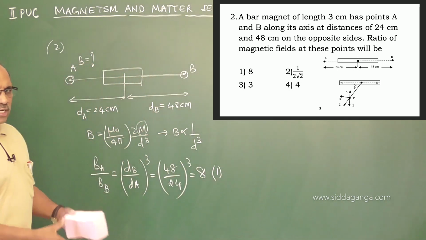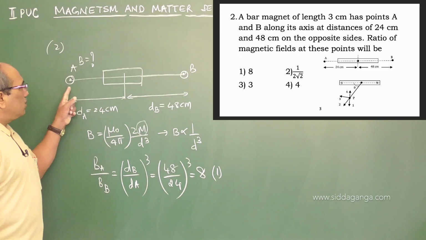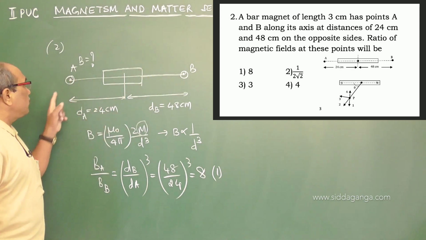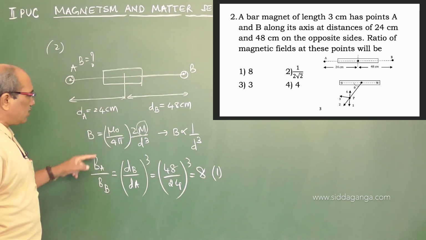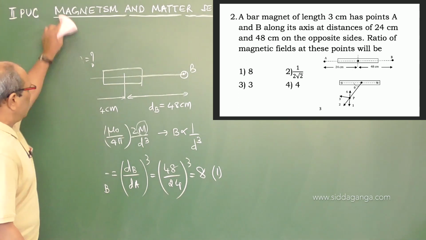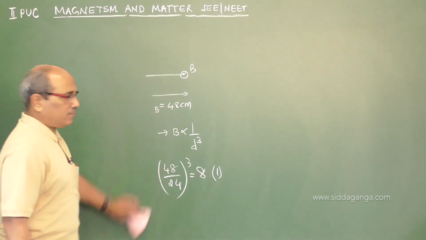So I hope you have understood here. They are along the axis at 2 different points. We have to measure the field and to compare. Know the equation, B inversely with d cube, and got the answer. Coming to the third question.